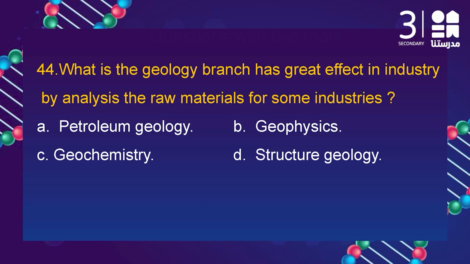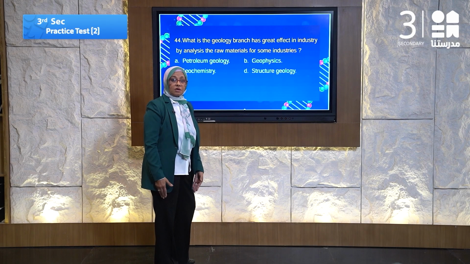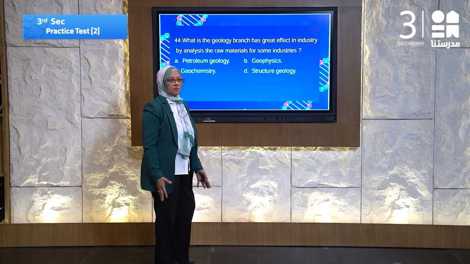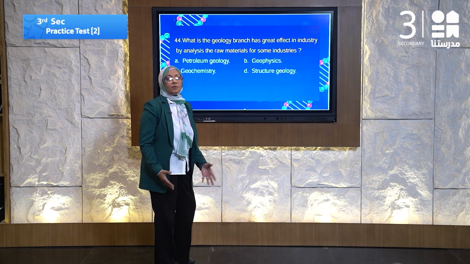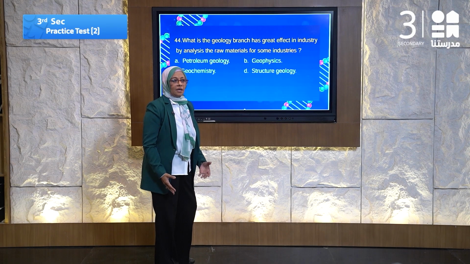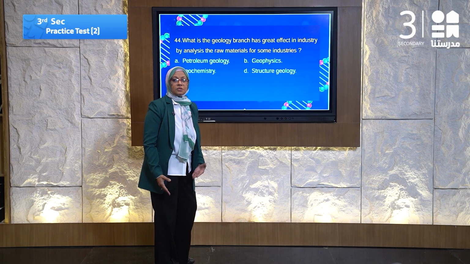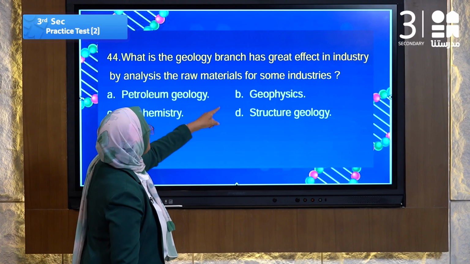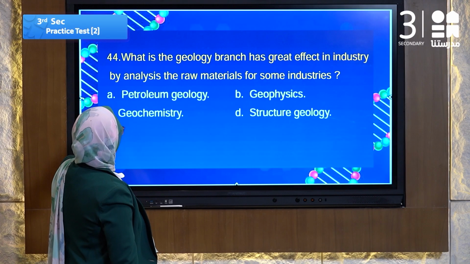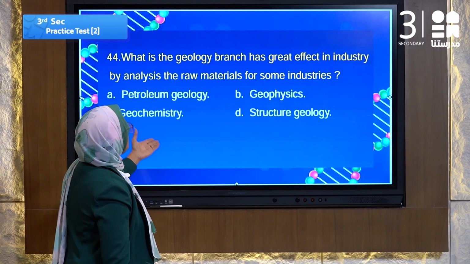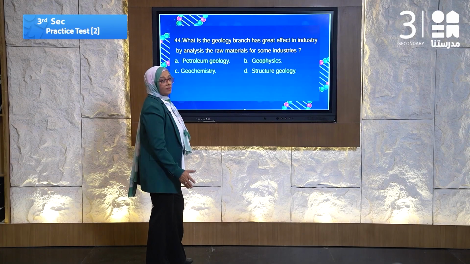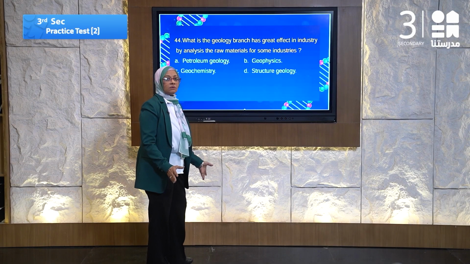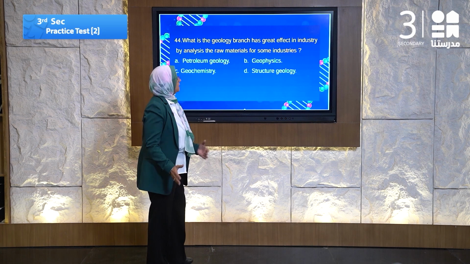Number 44. The question speaks about geology, earth science. Geology has many branches, used to benefit industry, chemical reactions, how to build, and how to stay on the earth. What is the geology branch that has great effect in industry by analyzing the raw material for some industries? Raw materials mean the resources from the earth used in industry.